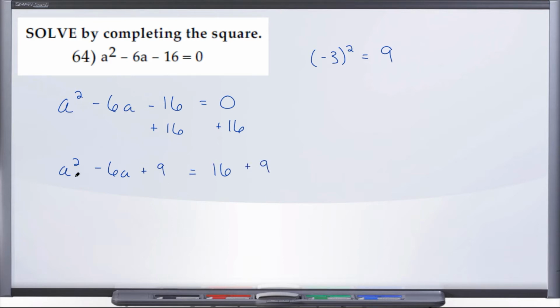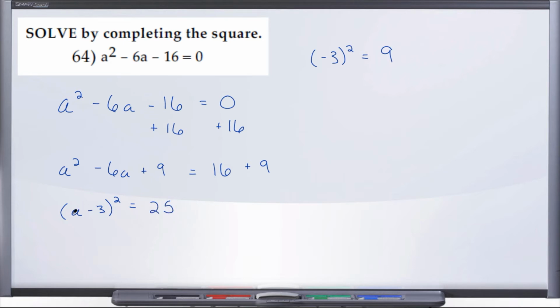And now that we've completed the square here on the left, we can write this perfect square trinomial as a perfect square binomial. And the way that we do that is open parentheses, whatever variable you're working with, take half the middle term again, close parentheses, and then squared equals, and now 16 plus 9 gives us 25.